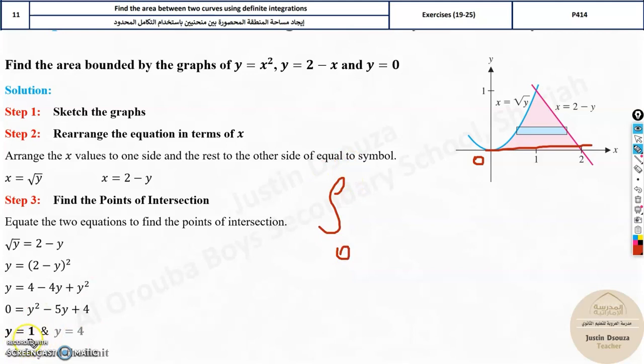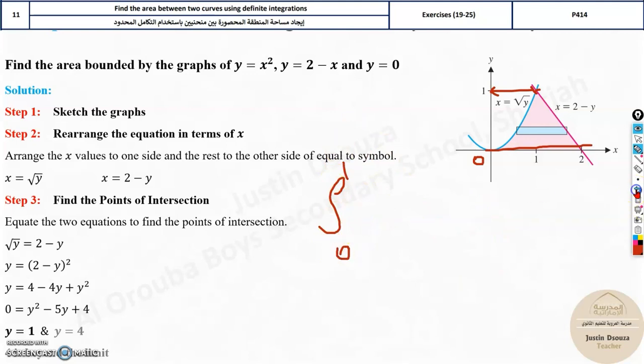But what are the values? We got 1 and 4. So 1 is the nearest one. So the first intersection point is at 1. So we will take 0 and 1. If it was -1 and -4, we would have taken -1 to 0. Always the lower value to the upper value.